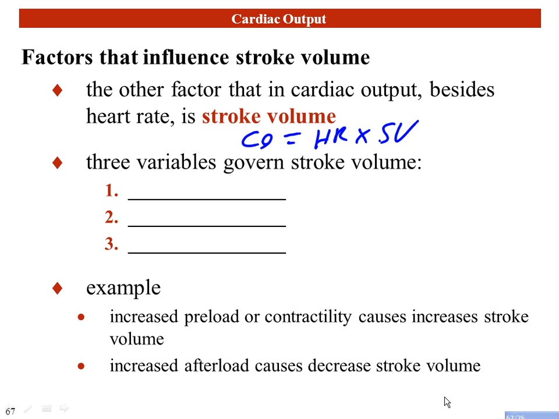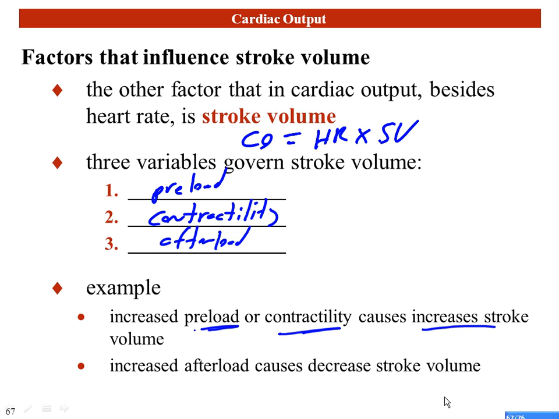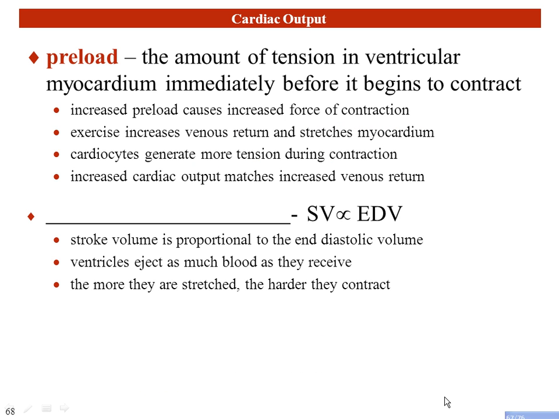And when we look at what influences stroke volume, there are three variables I want you to be aware of. We have preload, we have contractility, and we have afterload. All three of these factors basically can influence a stroke volume. So an increased preload or contractility increases stroke volume. An increased afterload actually decreases stroke volume. I'll explain why here in a second.